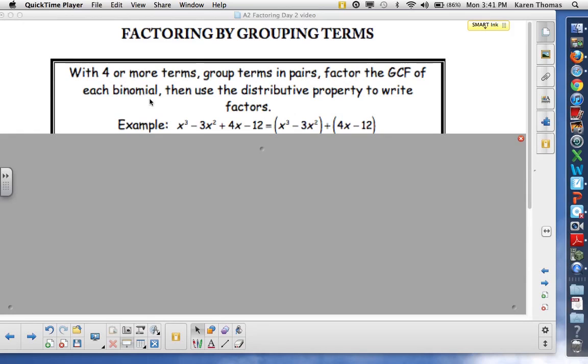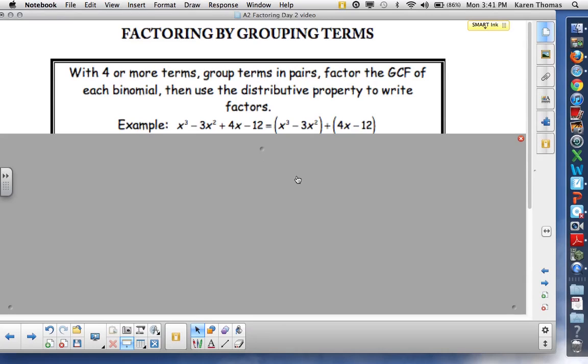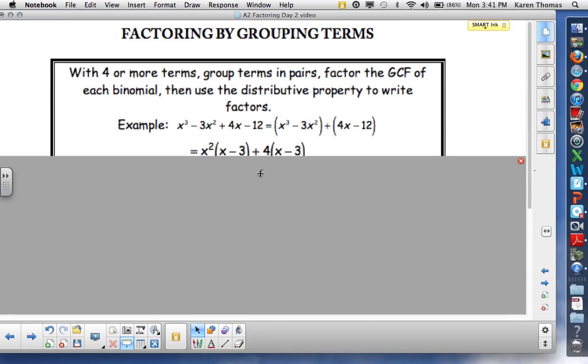So here we have 4 more terms. We're going to group terms in pairs and then factor the GCF of each binomial and use the distributive property to undistribute and write the factors. My first example is x to the third minus 3x squared plus 4x minus 12. So all I did was write parentheses around the first 2 terms and then write parentheses around the second 2 terms.